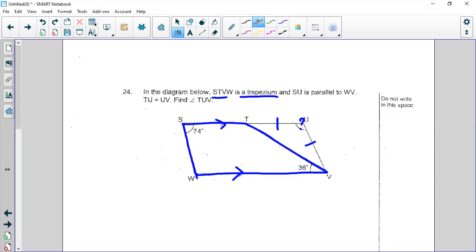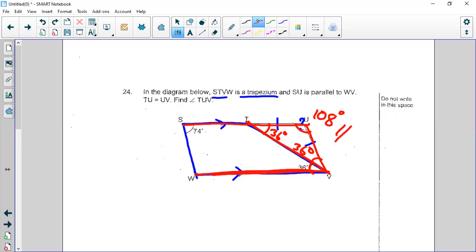Because there are 2 lines that are parallel, right? SU is parallel to WV, right? So you can see a Z already lah. A Z. Okay, there's a Z. This is 36. This is 36. And that is also the same. So can you find the question mark? Yeah. 180 minus 36 minus 36, and you will get 108. So your answer is 108 degrees.